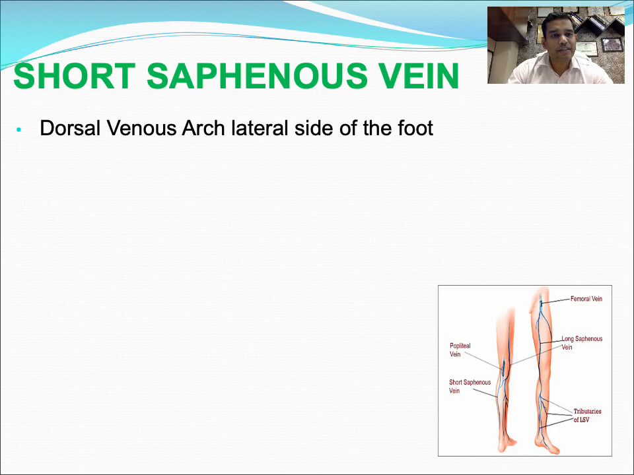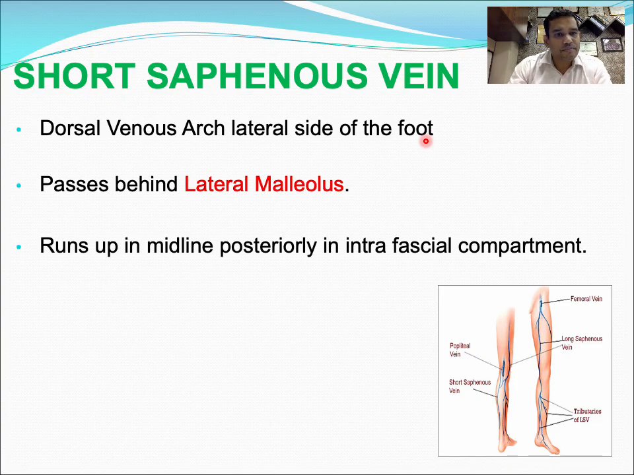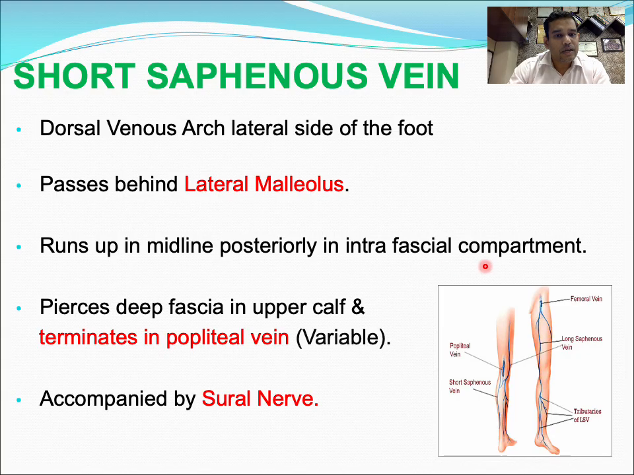The next superficial vein is the short saphenous vein. It arises from the dorsal venous arch, but from the lateral end of the dorsal venous arch, whereas the long saphenous vein arises from the medial part of the dorsal venous arch. It passes behind the lateral malleolus and runs in the midline posteriorly in the interfascial compartment, pierces the deep fascia in the upper calf, and then finally terminates into the popliteal vein, that is the vein in which it drains.